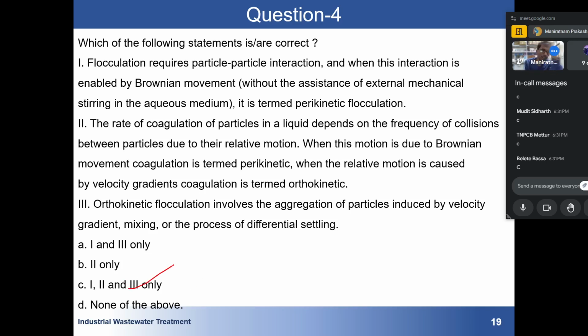Now just remember the definition. If the flocculation is occurring on its own, it is known as perikinetic, and if some external force is applied for the flocculation to occur, then it is known as orthokinetic flocculation.